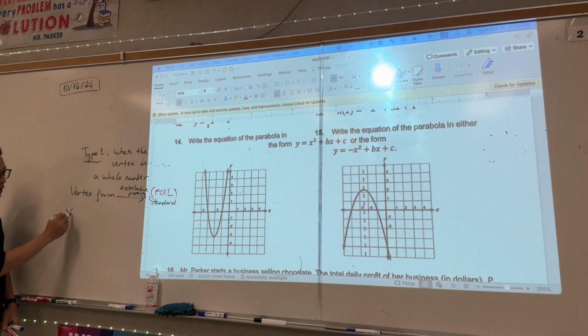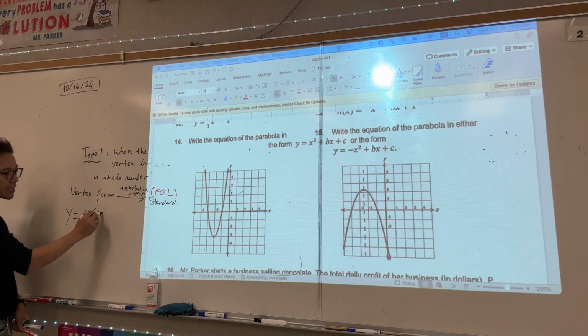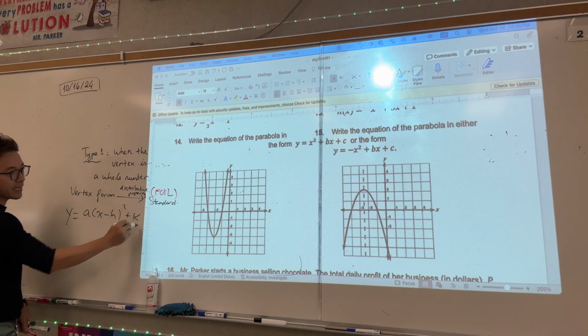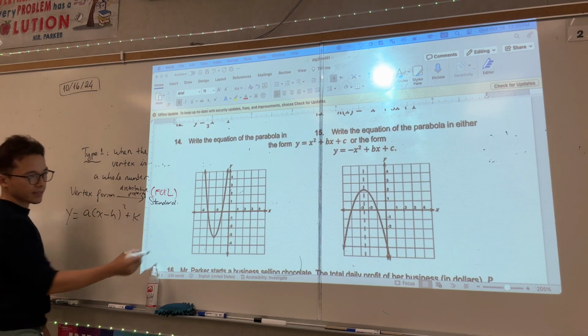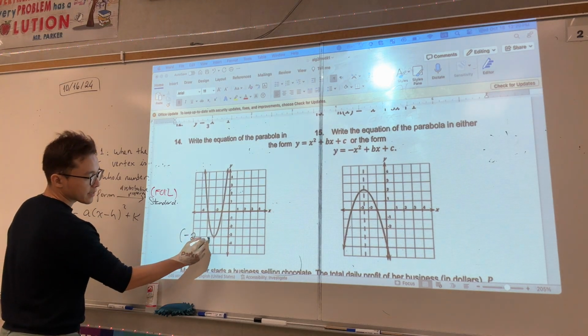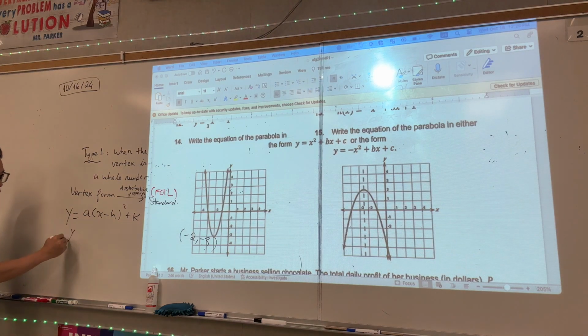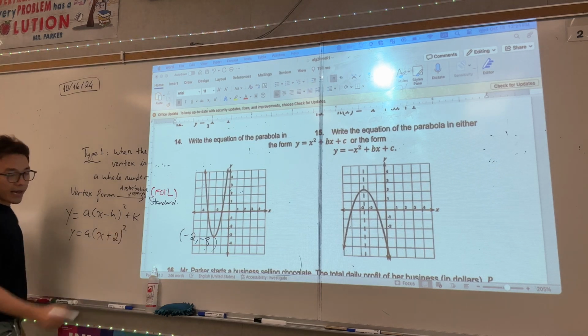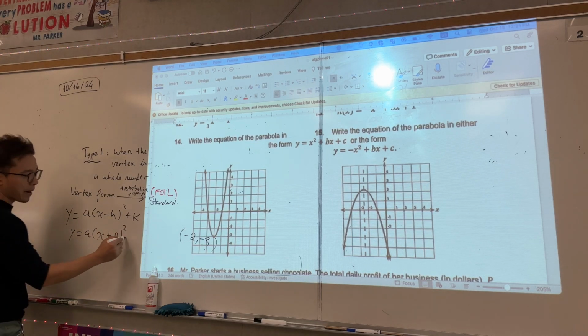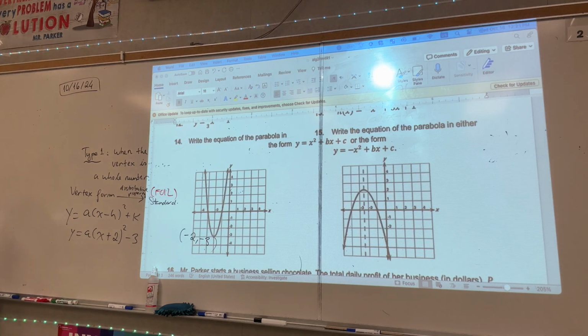So vertex form is y equal to a(x minus h) squared plus k. What are h and k? It is the vertex. What is the vertex point here? Negative 2 and negative 3. Can you plug it in? y equal to a(x plus 2) squared minus 3. Very good. Now, do you need to find a?